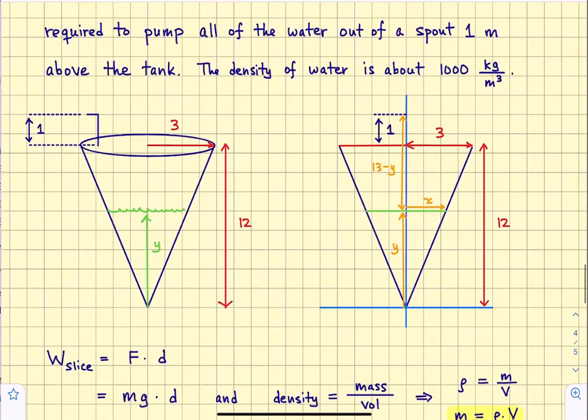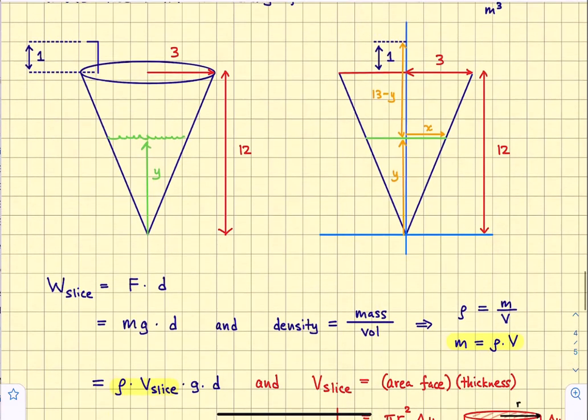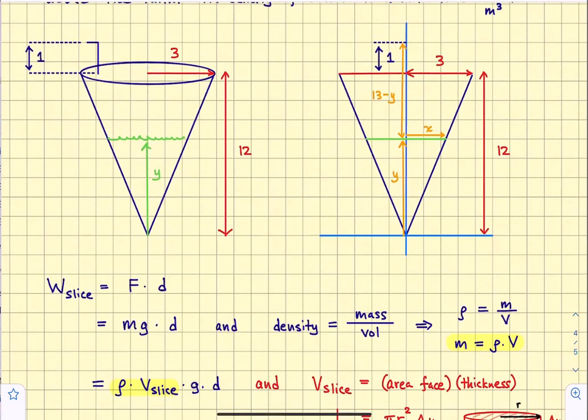So much like our earlier work in Chapter 6, we want to draw a nice diagram and label the relevant dimensions. Here we have a base radius of 3. The conical tank has a height of 12. We have a spout that sits 1 meter above the top of the tank. The idea is that we want to take an infinitesimally thin slice of water, and calculate the work required to move that slice of water to the desired location.